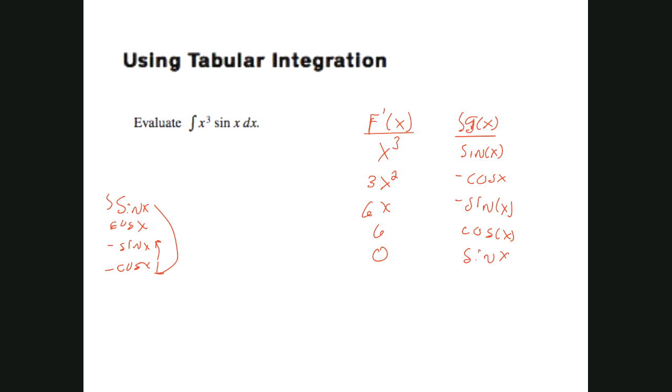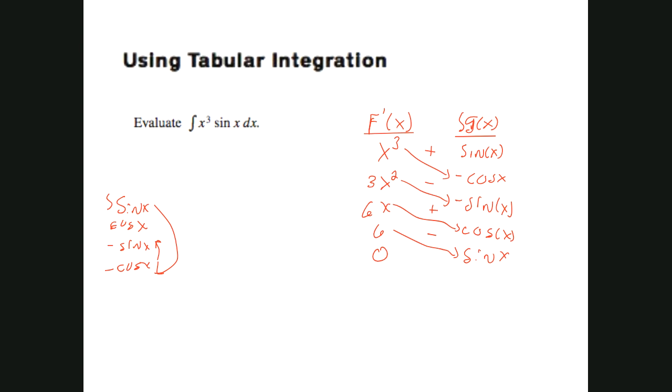Now, again, we start positive, negative, positive, negative. All right, so I've got x to the third times negative cosine of x.